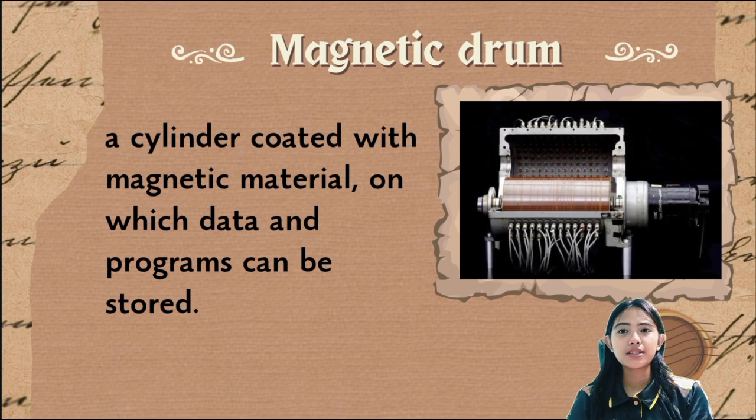Magnetic drum: a cylinder coated with magnetic material on which data and programs can be stored. So, a magnetic drum was one of the earliest types of computer memory. It looked like a metal cylinder coated with magnetic material. Information was stored on its surface and could be read or written by a machine. It worked like today's hard drives but was much slower and stored far less data.